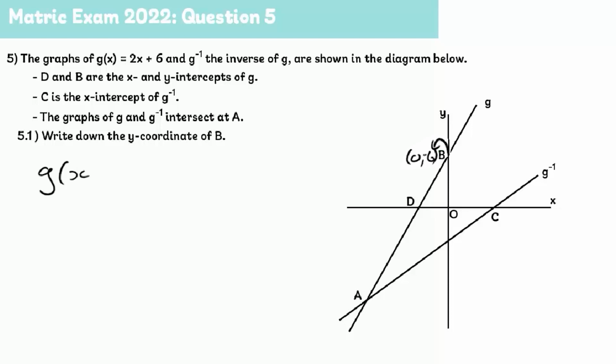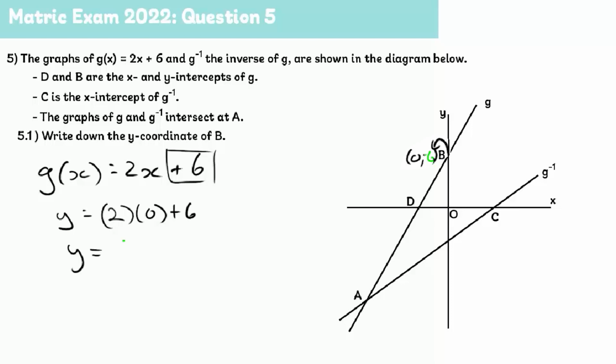So here's the graph, g(x) = 2x + 6. And how I could tell you it was (0; 6) is because B is the y-intercept. So if we want to find out what y is, we make x 0. So it'll be 2 times 0 plus 6, y equals 6. Therefore, the coordinate of B is x = 0 and y = 6.